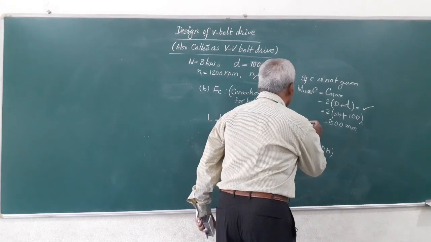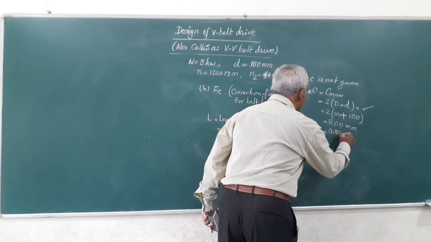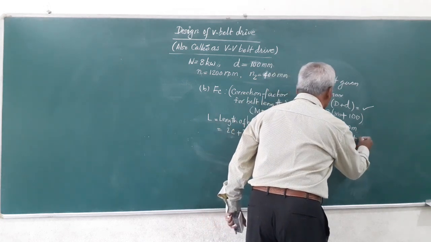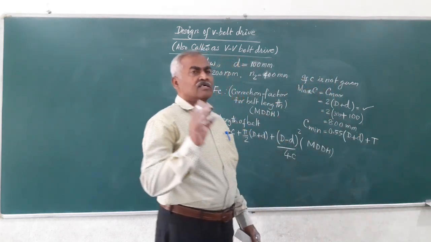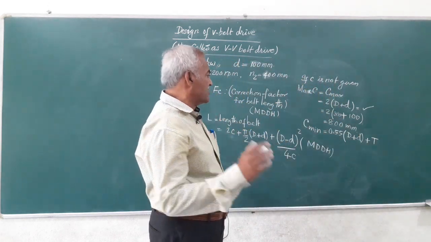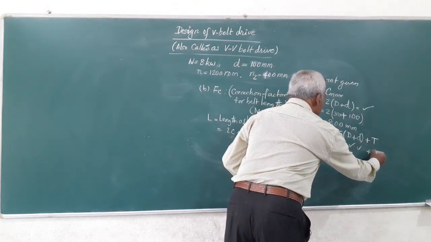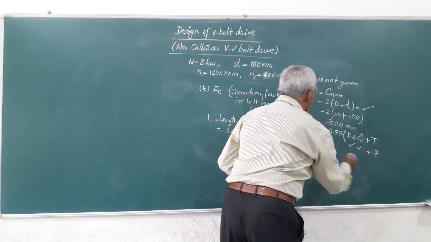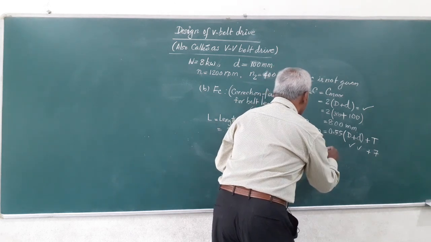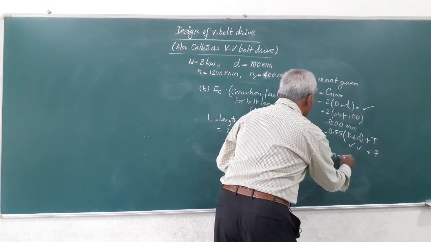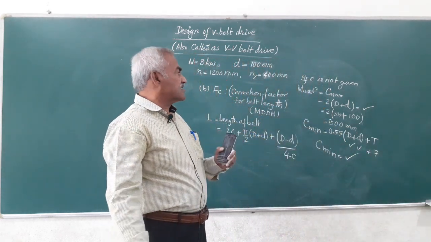Then again you have C minimum. C minimum, it says, is 0.55 times (D plus d) plus T. The T is nothing but the thickness of the trapezoidal cross section. We know D, we know small d, and the thickness you have taken as 7 mm for B section. And friends, you can also get the value of C minimum. All these calculations you will have to carry out whenever the center distance between the pulleys is not specified.